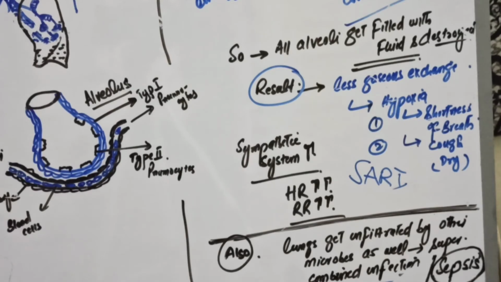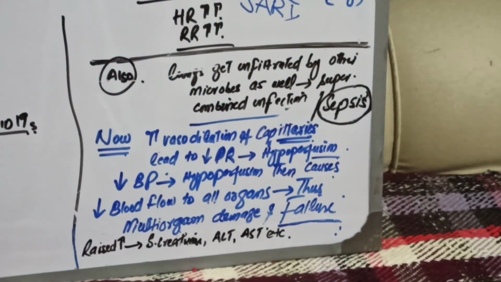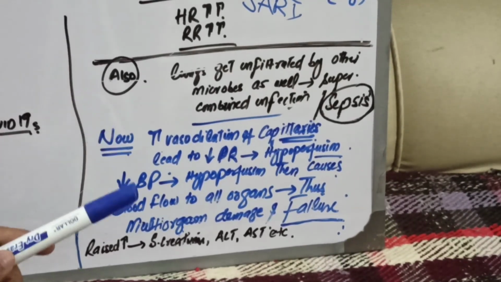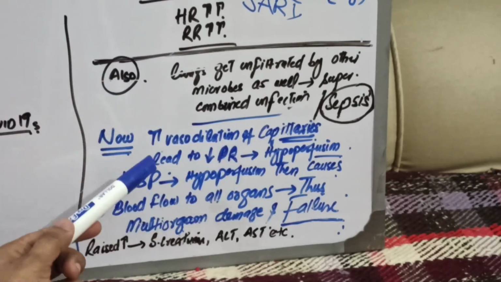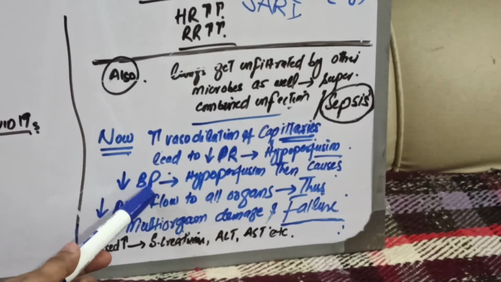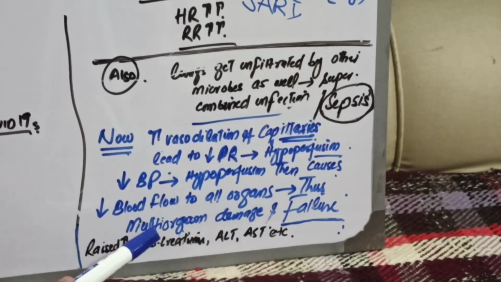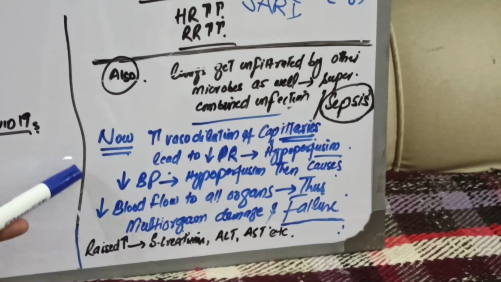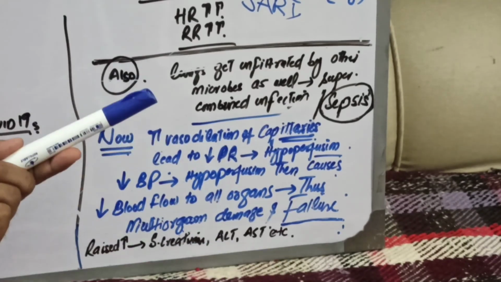So what happens next? When we have sepsis and we have lungs filled with fluids, what happens? The sepsis will cause more release of the interleukins, that will cause vasodilation of all the capillaries of the body, decreasing the peripheral resistance, causing hypoperfusion and hypotension, and the blood flow to all the organs will be reduced, leading to multi-organ failure. So this is the picture that we are all seeing. Sepsis, ARDS, and multi-organ failure.